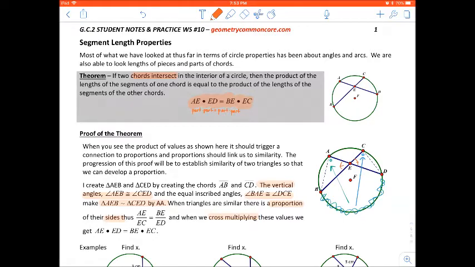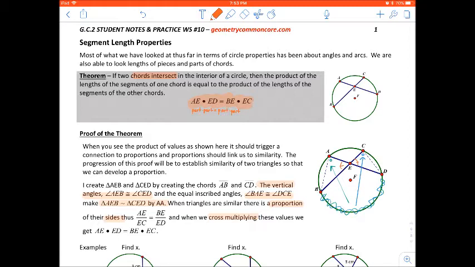So with the G.C.2.10 notes, instead of looking at angle relationships, we're going to look at segment length properties. Similar to the last notes, we have it broken down into 3 different areas. The first properties stem from 2 chords intersecting, and really what it comes down to is that part times part equals part times part.